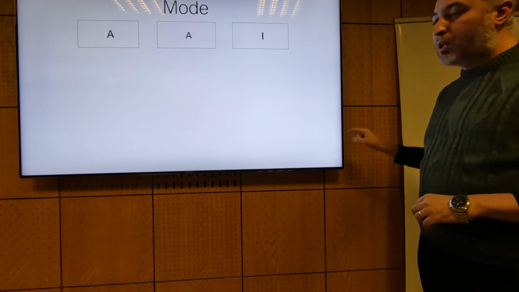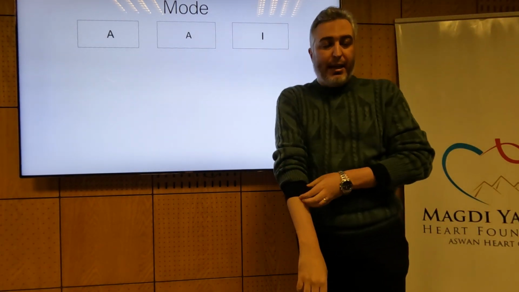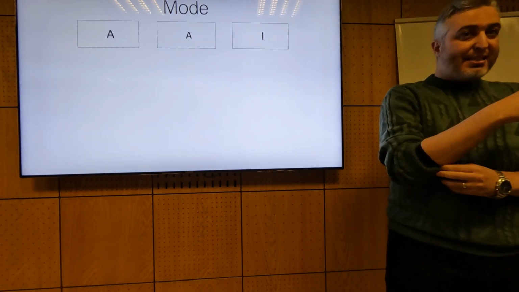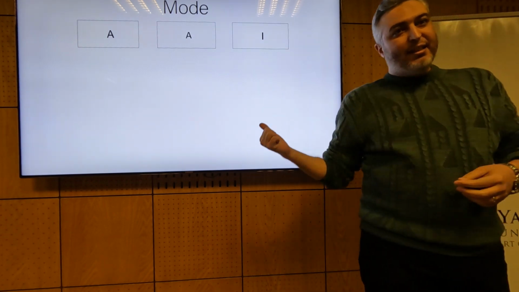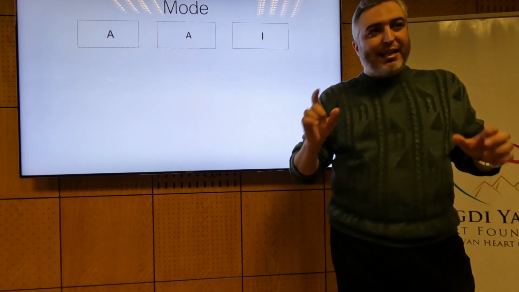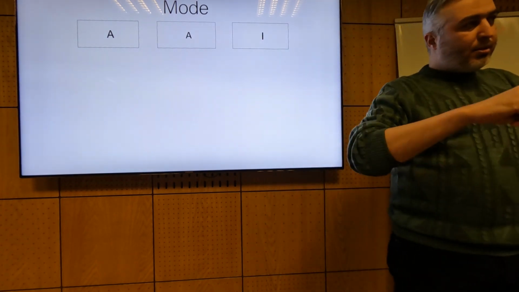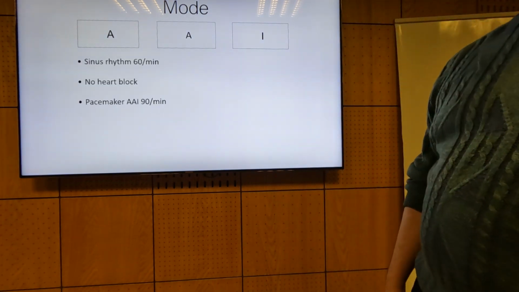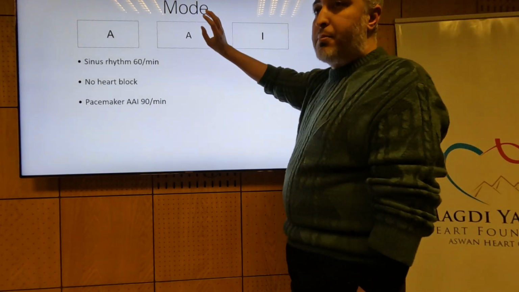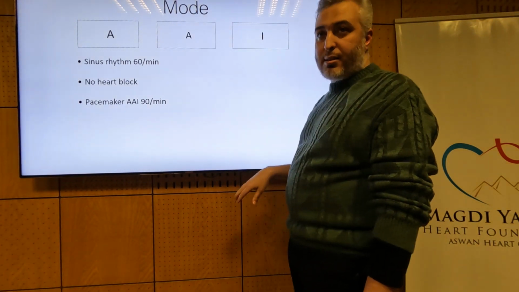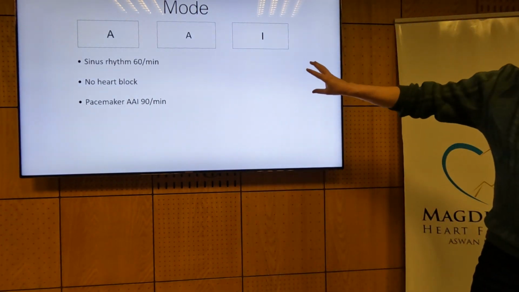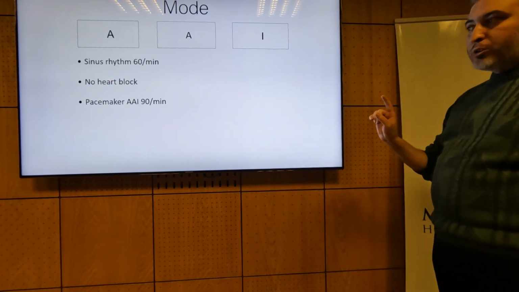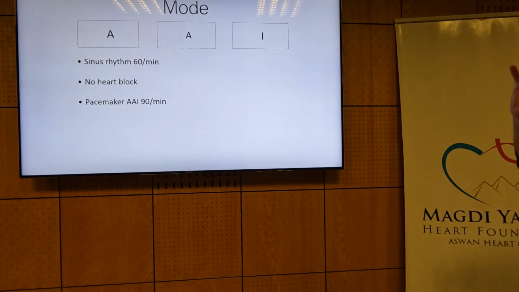AAI. What are we pacing? Atrium. What are we sensing? Atrium. What is the response of sensing atrial activity on atrial pacing? Inhibitory. So sensing atrial activity will inhibit atrial pacing. Let's get an example. A patient is in sinus rhythm with a rate of 60 per minute. He does not have heart block. And we connect him to a pacemaker on mode AAI at a rate of 90 per minute.